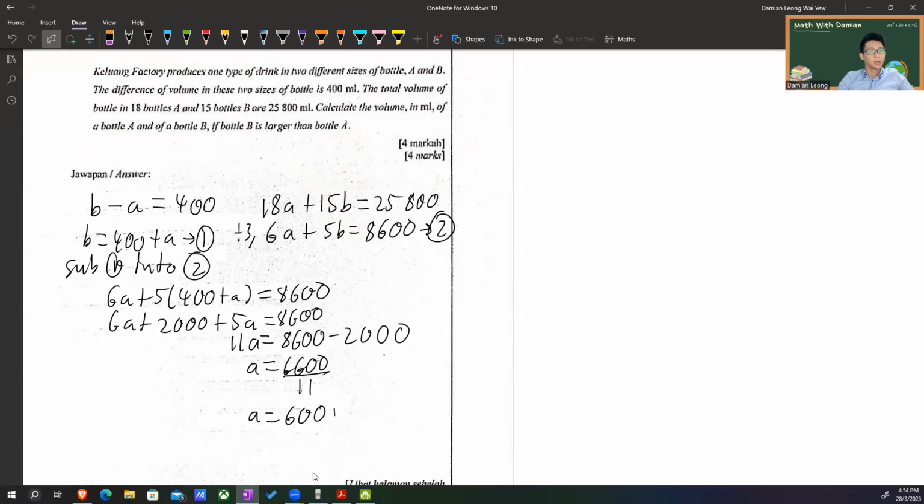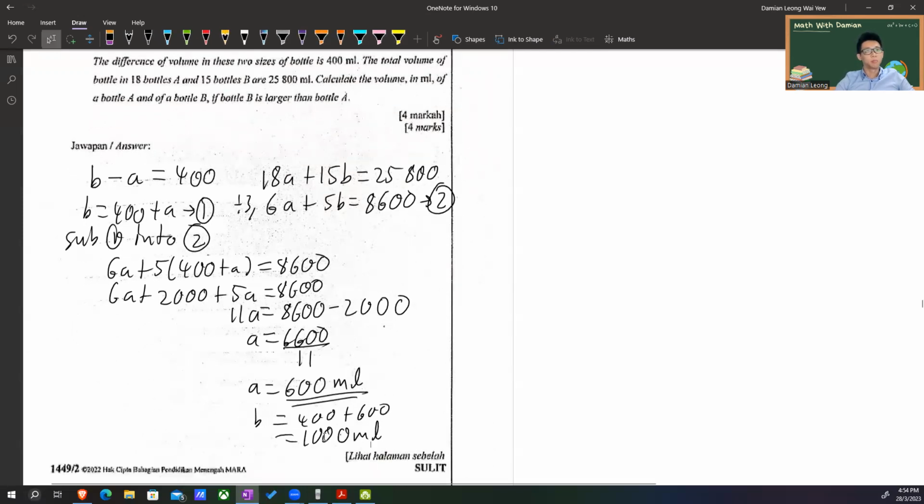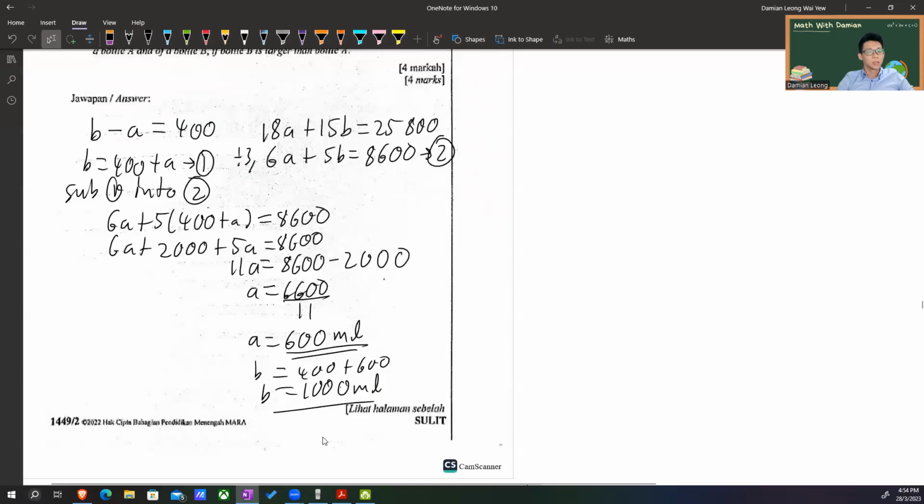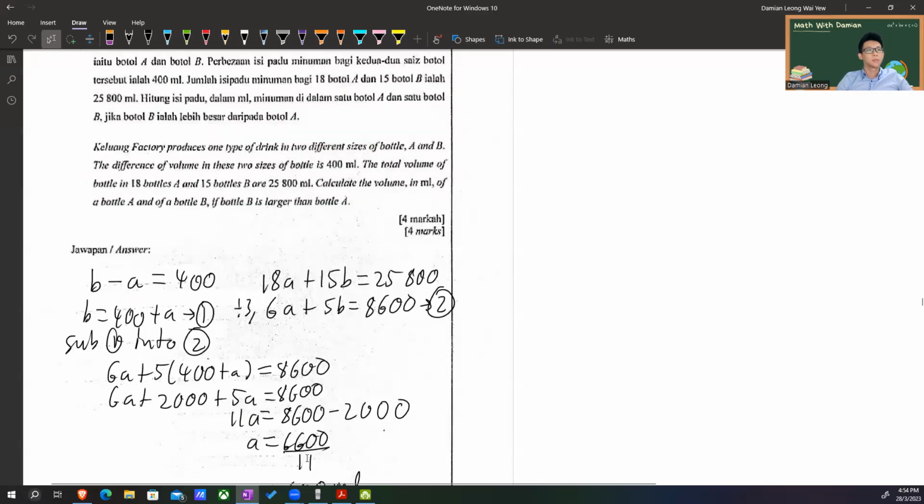So 600 ml for bottle A. And B is 400 plus A, 600, so 1,000 ml for bottle B. That's it.